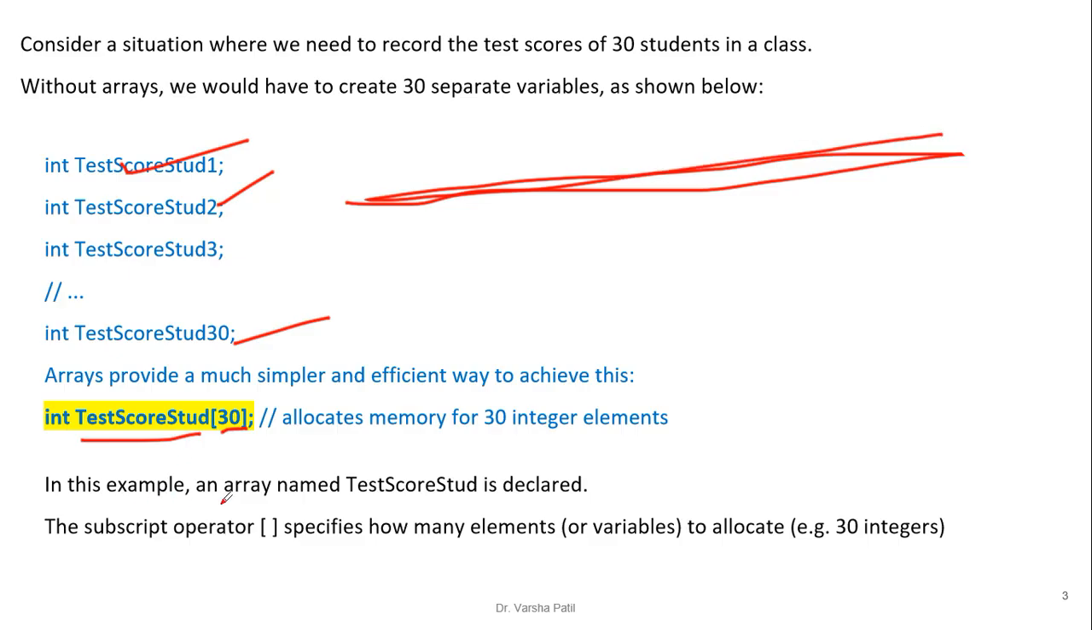In this example, an array named test_score_stud is declared. The subscript operator, that is the opening and closing brackets, specifies how many elements to allocate. For example, here 30 is given, so 60 bytes of memory are allocated because it is declared as integer, and for each memory location we are storing one number.